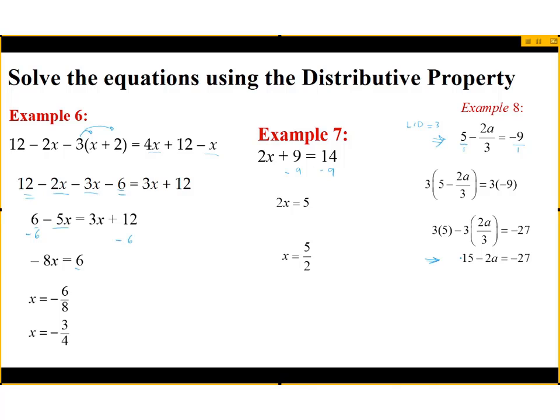So here I can isolate a by subtracting 15 from both sides of the equation. Subtract 15 from both sides. I get negative 27 minus 15, which is negative 42. Then divide both sides by negative 2. That's the coefficient of a. Then it would be equal to plus 21.